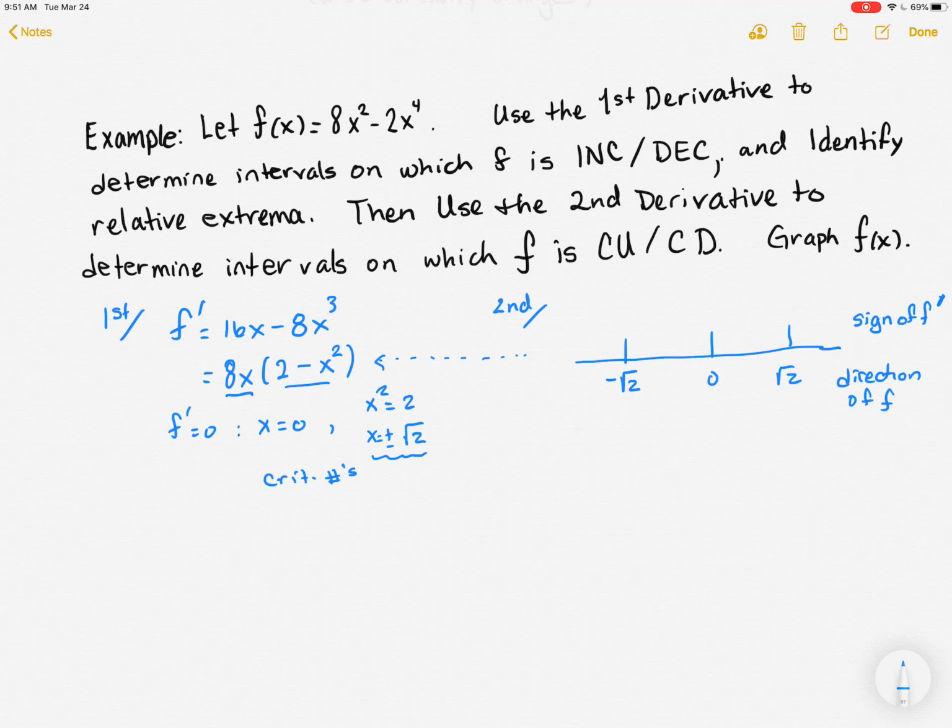Square root of 2 is about 1.4, so if I put in maybe a negative 3, my first factor, 8 times negative 3, is negative. 2 minus negative 3 squared is also negative. A negative times a negative is positive.